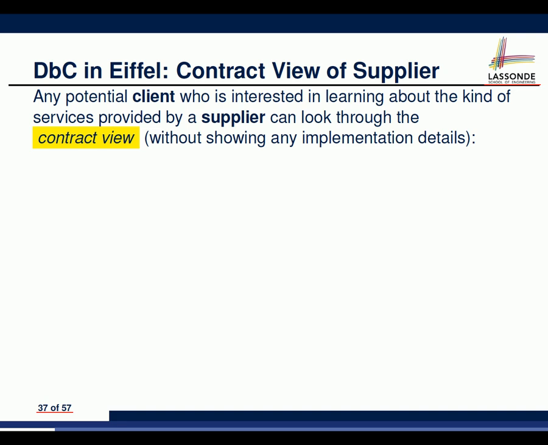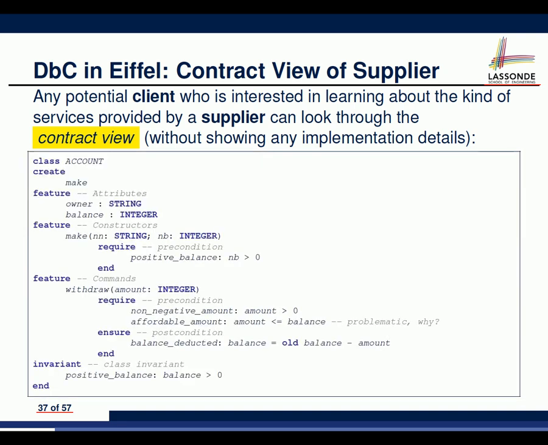You only show the pre, post conditions, and class invariants. But for the implementation, I'll run other tests to test your code. It's different concerns. They are orthogonal. Okay? Okay, that's about the contract view.